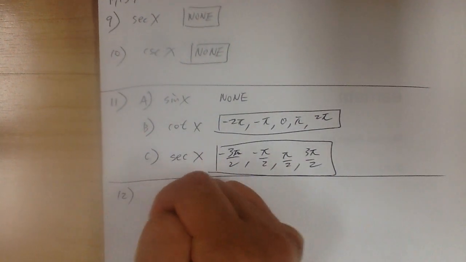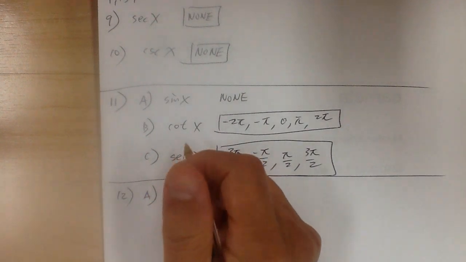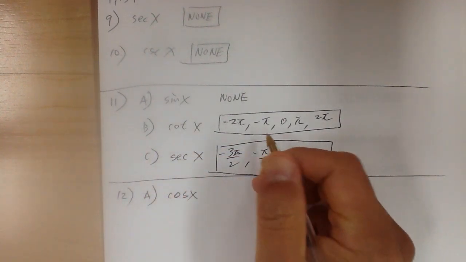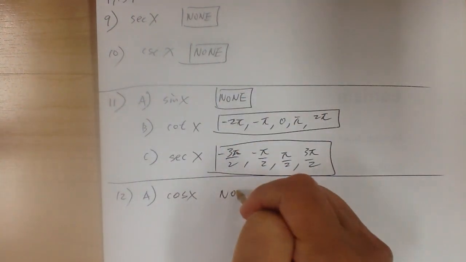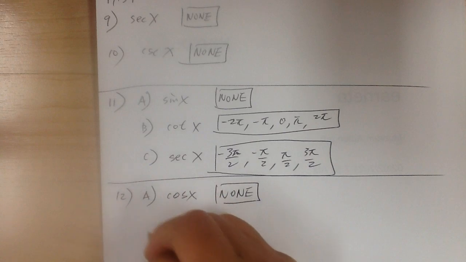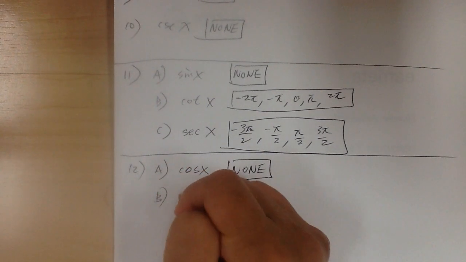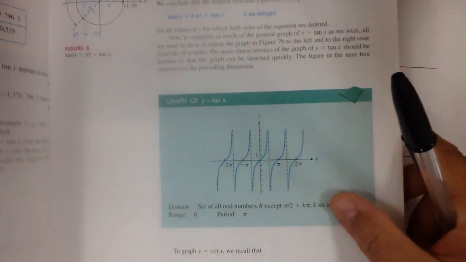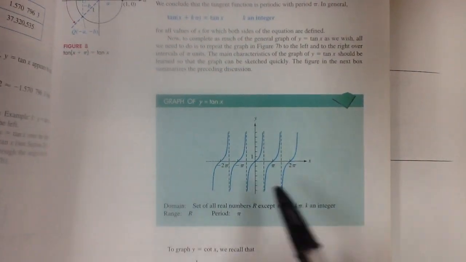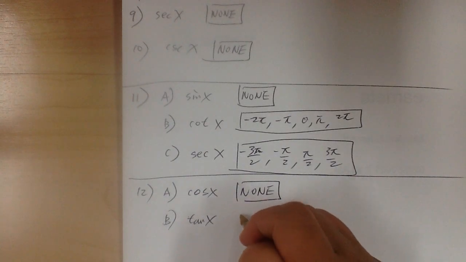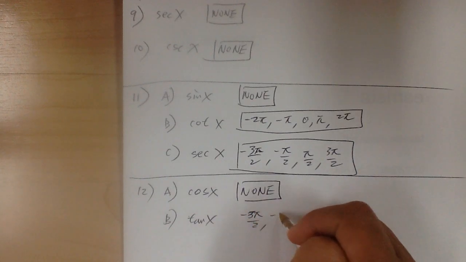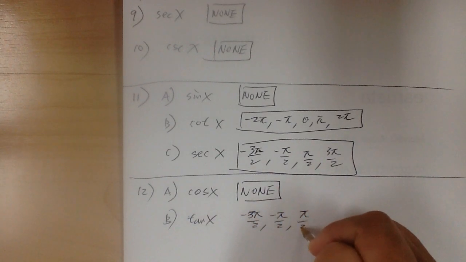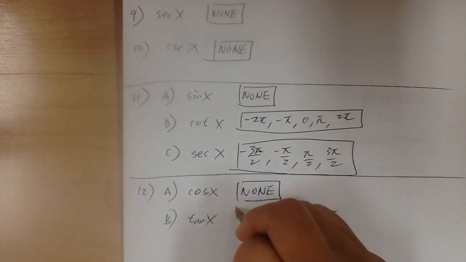Okay, number 12, A, cosine X. So the answer is none. Okay, there's no undefined values. Every place is defined. For B, tangent X. Again, to look for the undefined, you look for the asymptote. So in this case, it's going to be here, here, here. So there are 4 spots. Okay, so it would be negative 3 pi over 2, negative pi over 2, positive pi over 2, and positive 3 pi over 2.